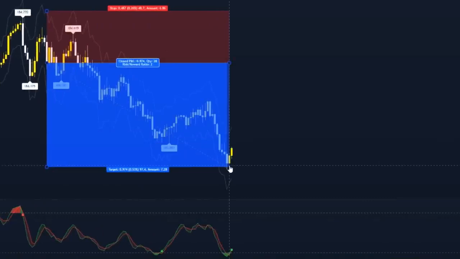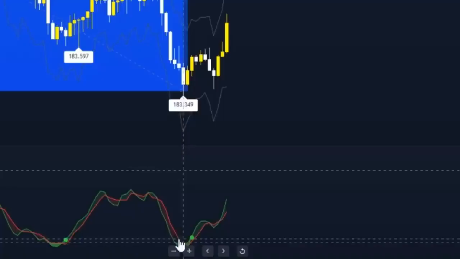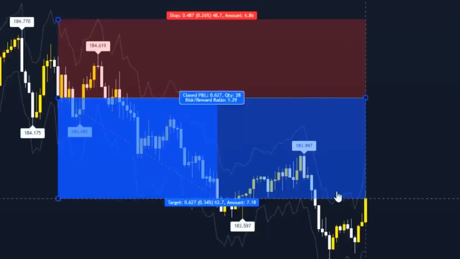Okay, so price has now spiked and hit through the take profit for the 2 risk to reward ratio. And there we go, we have the green dot for a signal for exit, giving us a 2 risk to reward for the original trade. And then for the second trade, we get an additional 1.29.